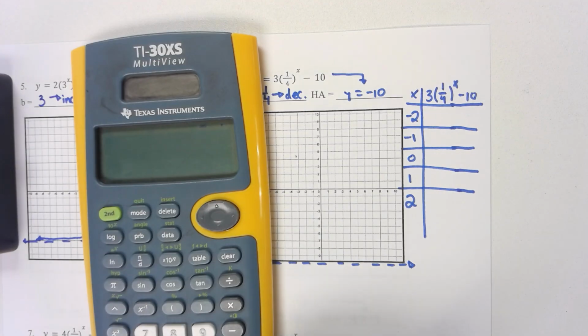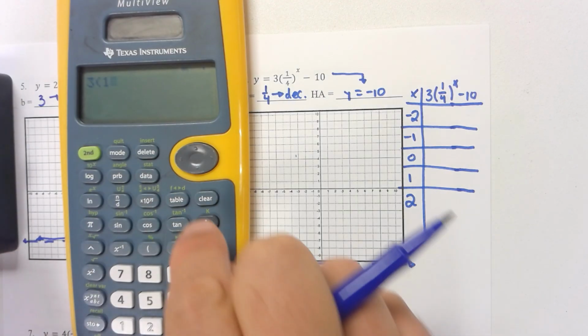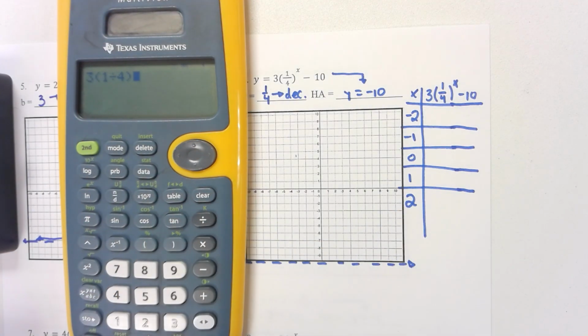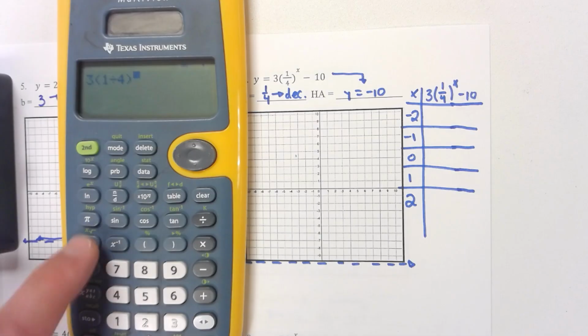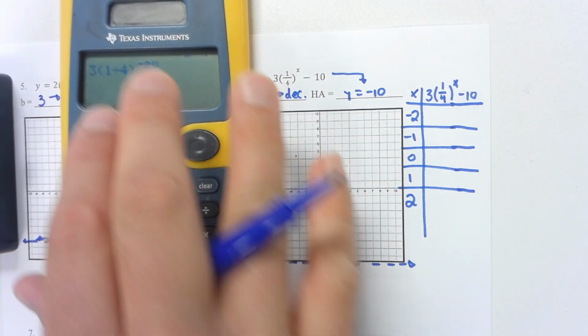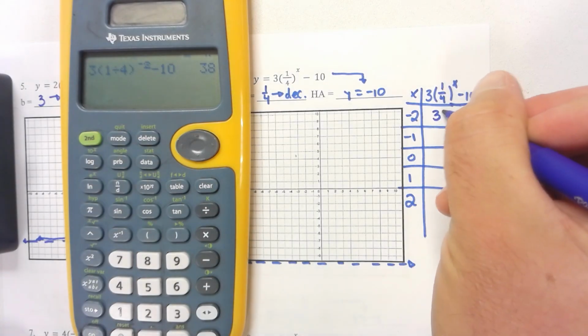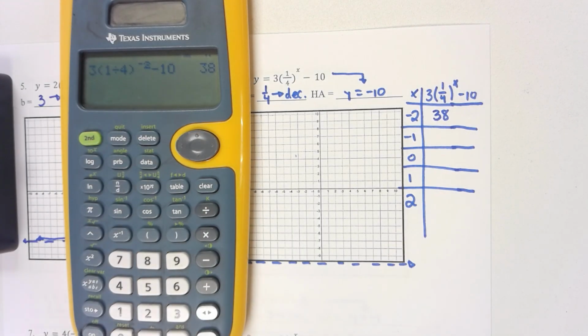Okay? So 3, open parenthesis, 1 divided by 4, close parenthesis. Exponent button, which is diagonal from the number 7. We want the exponent to be negative 2, so you have to use the negative button. Then, right arrow key, and subtract 10, and we get 38. That is really big. We will not even try to fit that onto our graph. Okay, that's way too far. So on to the next one.